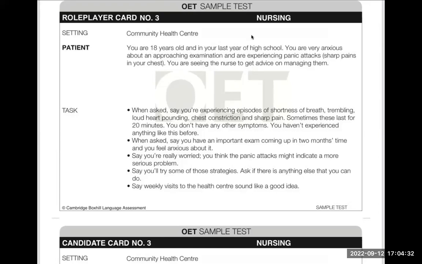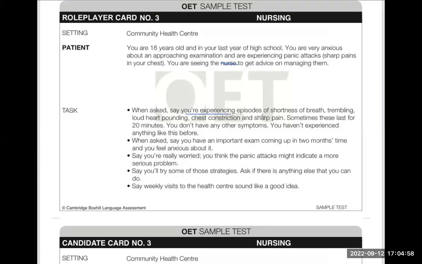You are 18 years old and in your last year of high school, you are very anxious. So the same situation has been given, what has been given to the doctor or nurse. You are experiencing panic attacks, sharp pain in your chest. You are seeing the nurse to get advice on managing them. तो अगर GP का होगा तो यहाँ पे सिर्फ GP लिखा हुआ आ जाएगा. Everything would be same. अगर डॉक्टर्स का केस होगा तो यहाँ पे लिख देंगे that you are seeing the GP or the doctor to get advice on managing them.